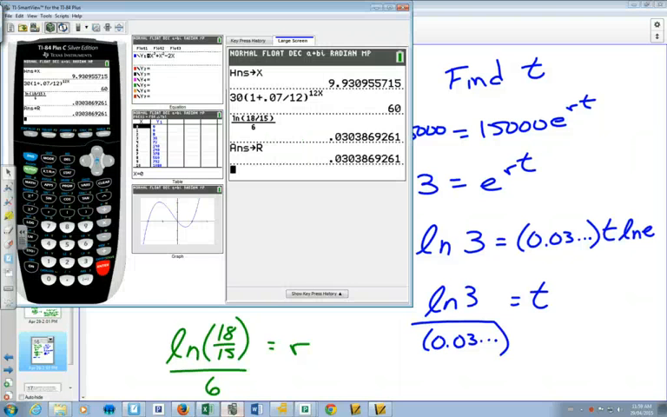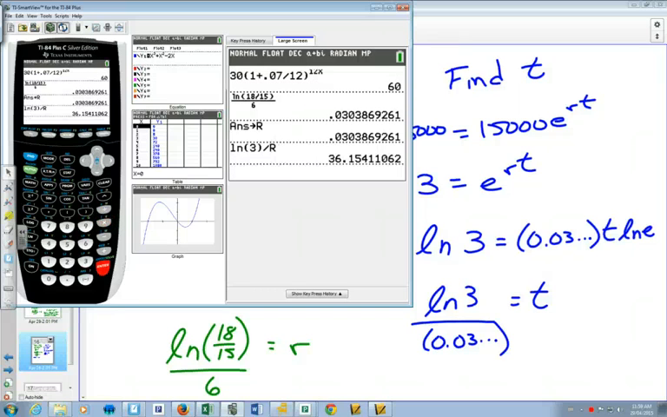we can go to our calculator: natural log of 3 divided by, now I stored it as r, so I'm going to use r. Where is r? There it is. But it was right there, so I could have just used my answer from before as well. So our time is 36.1 years, as an approximation.